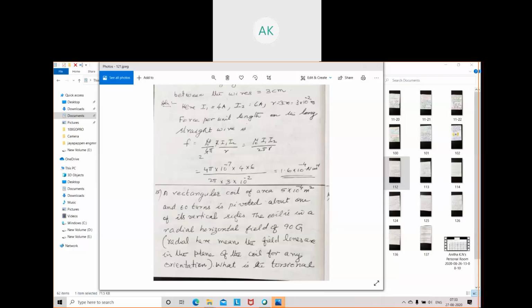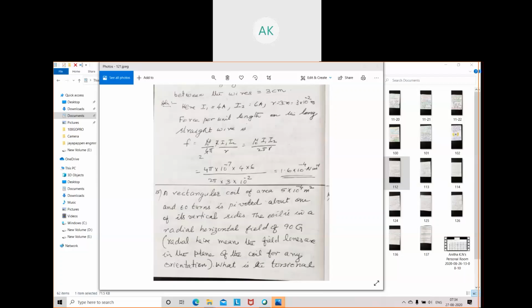Very important, this factor: radial. What is meant by radial? Radial means the field lines are in the plane of the coil. For any orientation, the field lines are in the plane of the coil. Very important, one mark question. As a one mark question also, it asks what is the radial field. The radial field means always the plane of the coil will be parallel to the magnetic field. Then it experiences maximum torque. Understand? That is the advantage of the radial field.